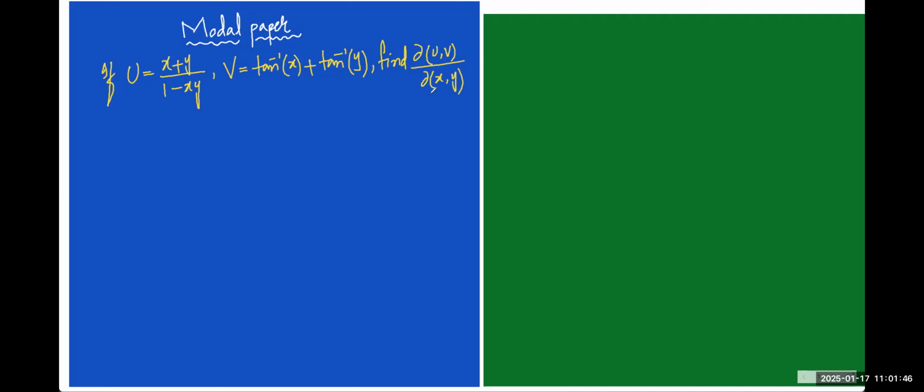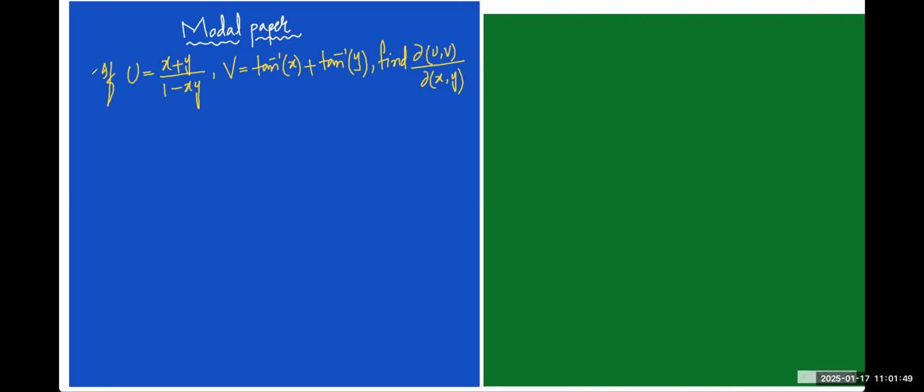You can see the question is: if u is equal to x plus y divided by 1 minus xy, comma, v is equal to tan inverse of x plus tan inverse of y, find the Jacobian of uv with respect to xy. So this is a problem.